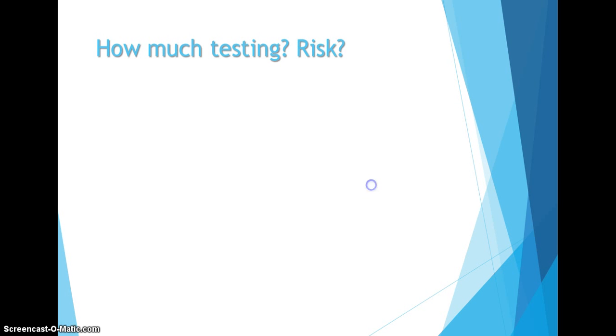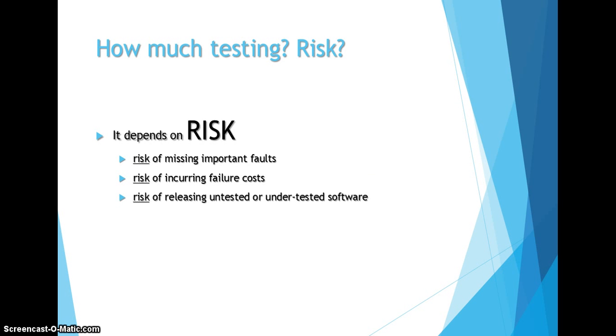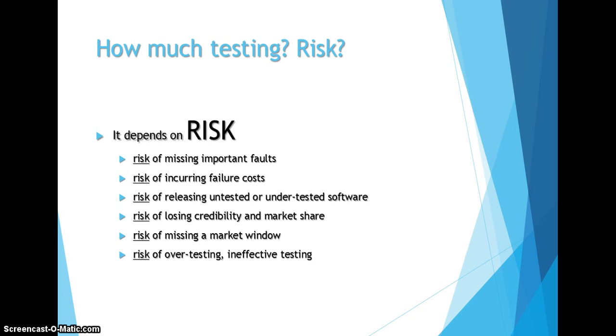What do we mean by risk? Now, risk is the risk of missing important faults, thereby the cost of fixing these important faults, and the risk of releasing untested or undertested software. So you will have a software with a lot of bugs, which obviously customers won't be happy with. If the customers are not happy, you will lose credibility and market share. And if your application is not up to the mark, you will lose a market window wherein some other competitor will go ahead and take market share. And you can't test all possible combinations, or you're just going overboard, so you'll never have an application ready. So that's the important point to understand about risk. You decide based on risk how many tests to execute.